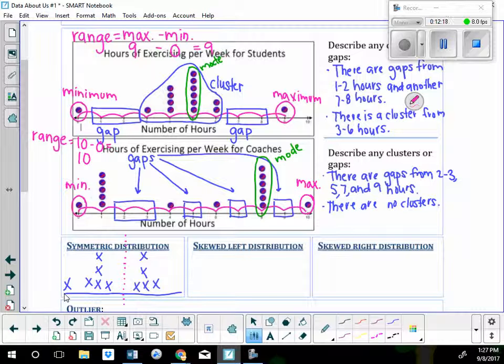Okay, notice I put this extra little X there. It doesn't have to be perfect, but it's pretty symmetric there.